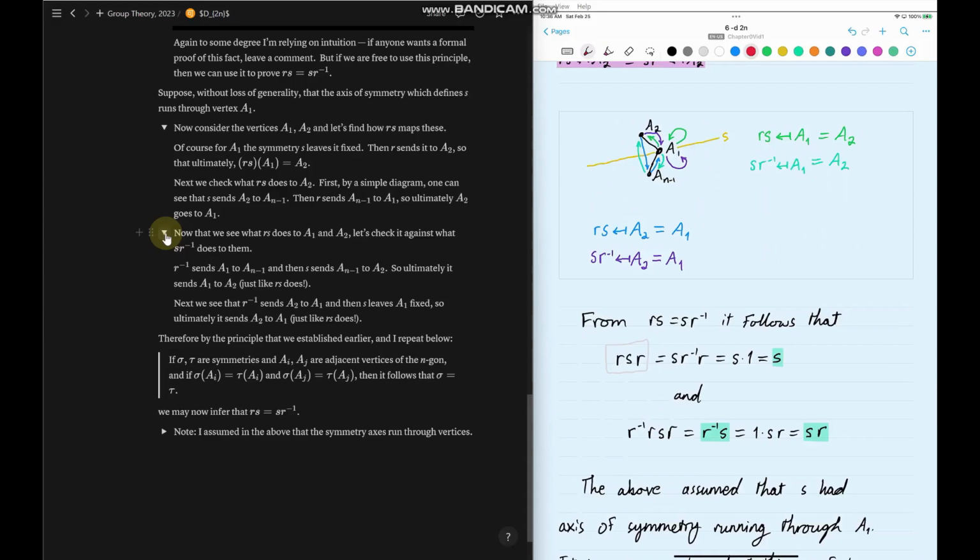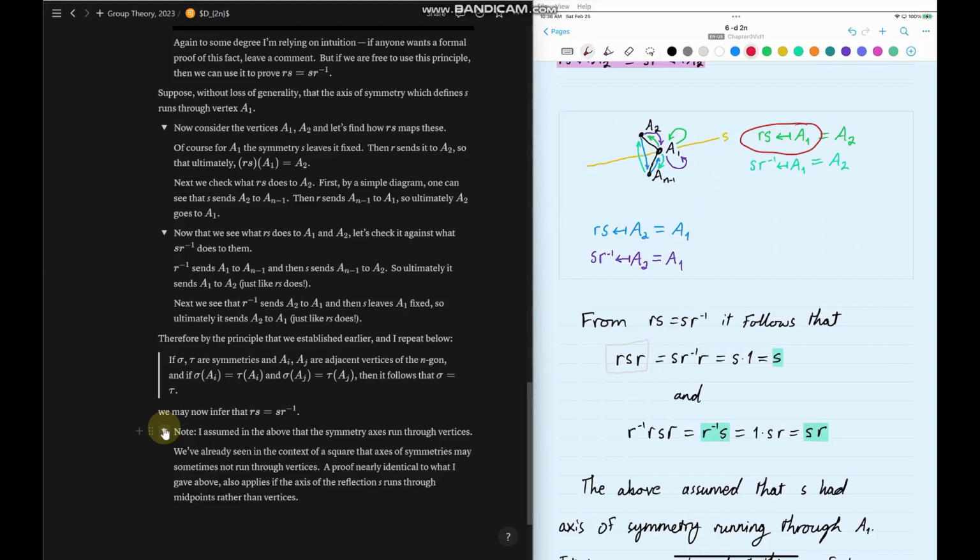In this diagram, it's a little cluttered, but you can see basically the argument that we're going to first compute RS inverse, and we're going to assume throughout that the axis of symmetry S passes through A1. It's a simplifying assumption, and through either relabeling some of the vertices or perhaps by slightly adjusting the argument, you can make this basic argument work with minor adaptations to other cases. But this is the core of the argument. So with this assumption, we will compute what RS does to A1.